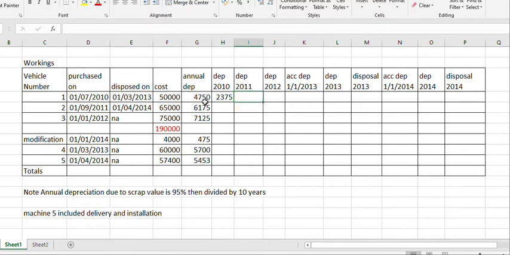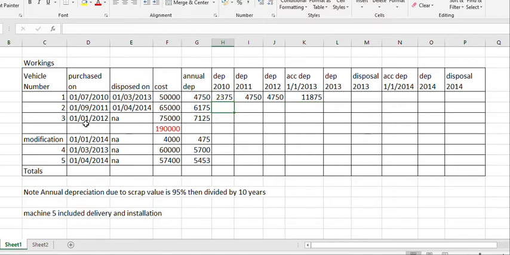2011, we had a full year, 4,750. 2012, we had a full year, 4,750. So the opening accumulated depreciation on the 1st of the 1st, 2013 would be the 3 years added together, which is 11,875. Going to do the same for vehicle 2.